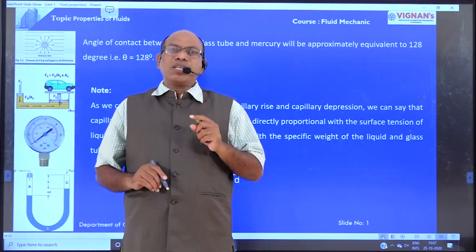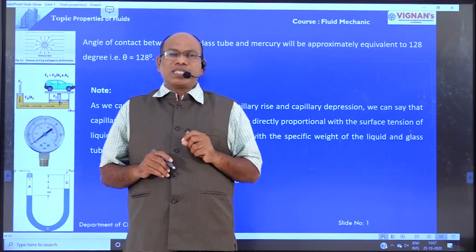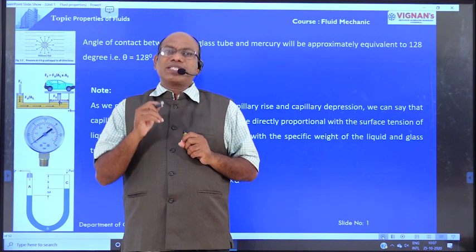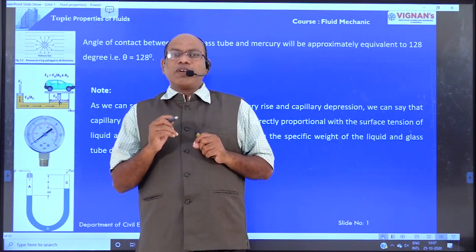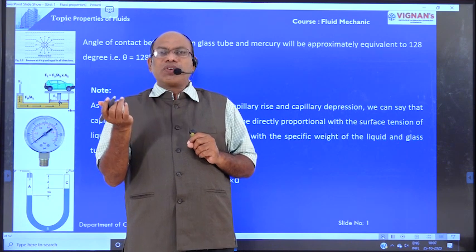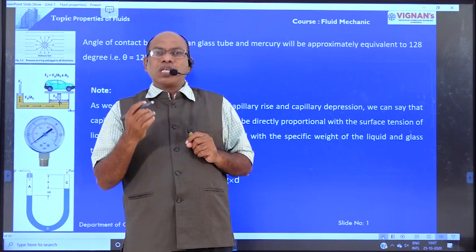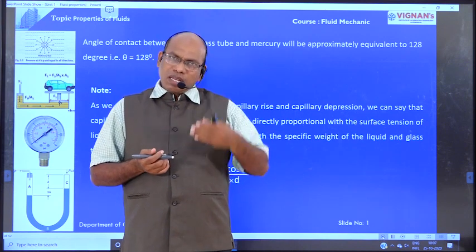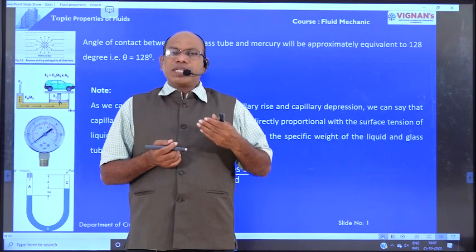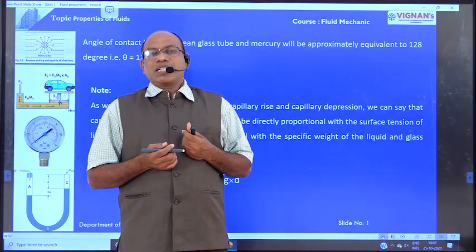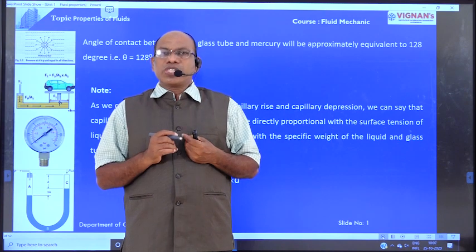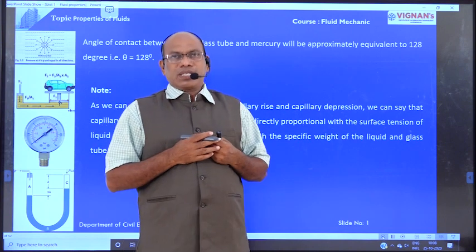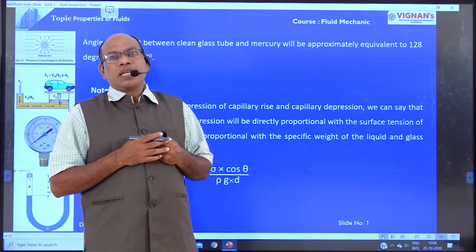Between the expressions for capillarity fall and capillarity rise, there is only one difference. In case of capillarity rise, h is equal to 4 sigma divided by rho g d cos theta, where theta is equal to 0 degrees and cos 0 is equal to 1. Therefore it is 4 sigma divided by rho g d. Whereas in case of capillarity fall, the capillarity depression is equal to 4 sigma cos theta divided by rho g d. Here theta is not equal to 0. Theta is taken as 128 degrees or approximately 130 degrees. This is about capillarity rise and capillarity fall.